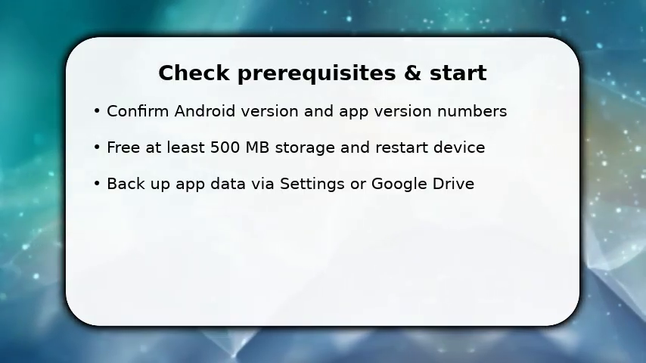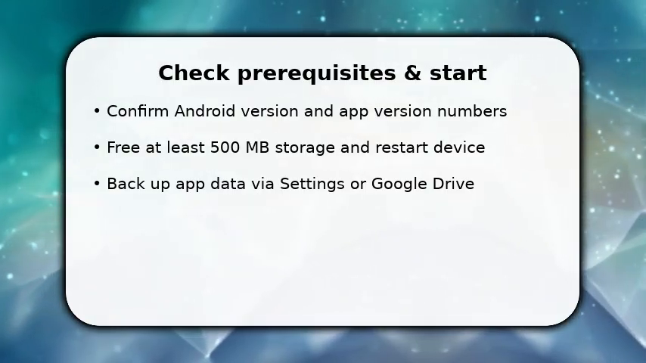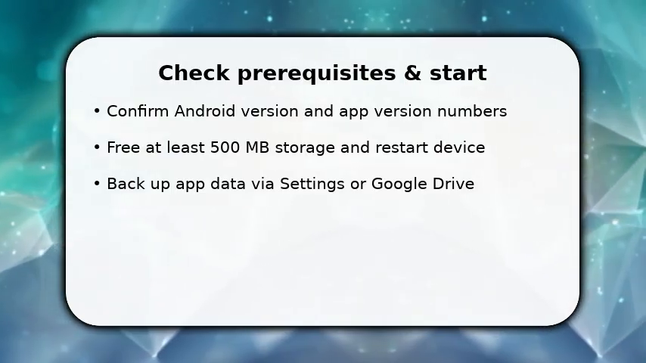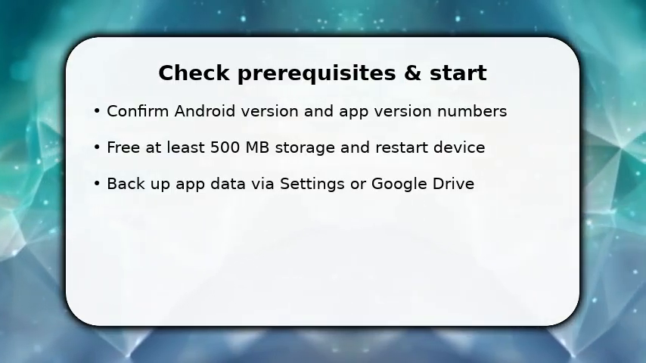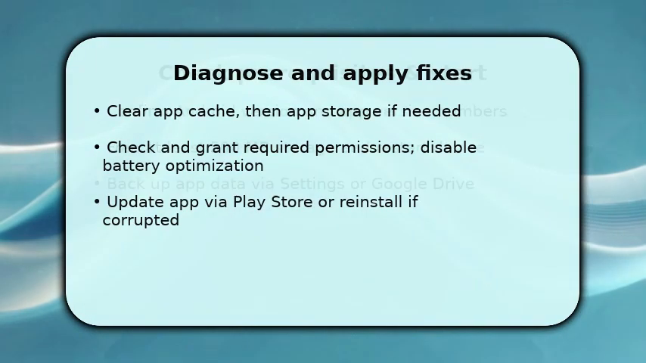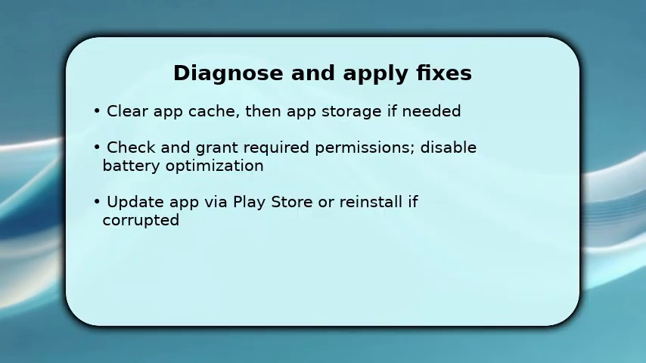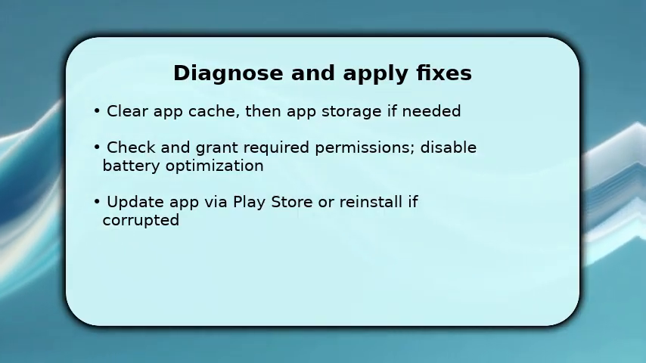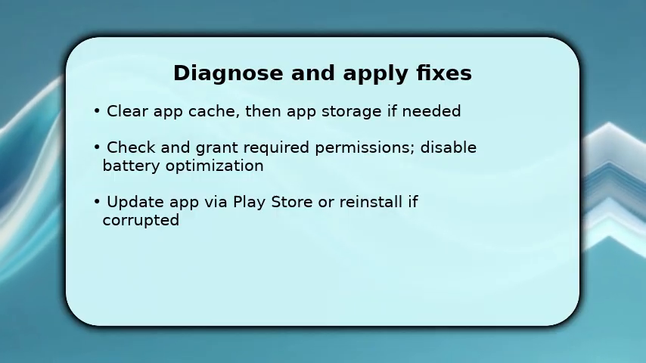Now open Settings and go straight to Apps, because targeting the affected app is the first actionable move. You will clear cache and inspect permissions next to isolate the crash cause. You now diagnose. Clear the app cache first because that often fixes transient crashes. If that fails, clear app storage to reset settings.